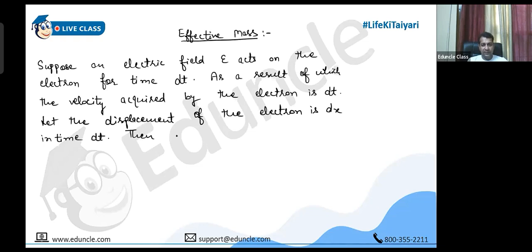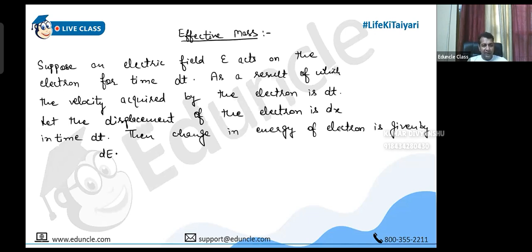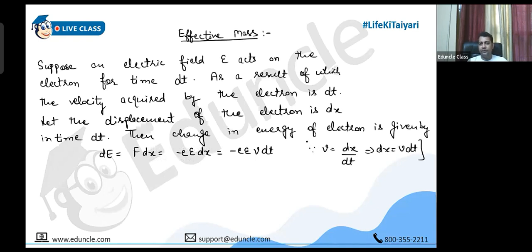Then the change in energy of the electron is given by, what will be the change in energy of the electron? Let's call that dE, and it will be force into displacement. And the force on the electron is minus E times the electric field. Can I write this dx as v dt? Because velocity is dx by dt. So this gives us dx equal to v dt. Okay.